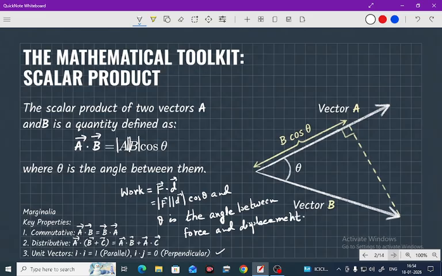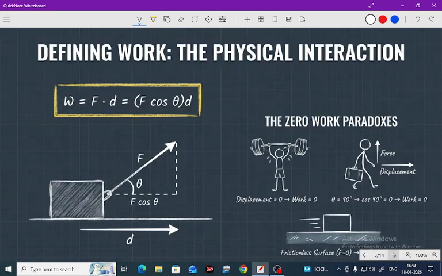Now we'll go to the next slide and you see here what is given. Defining work, the physical interaction. I told you work is equal to F dot D. F is a vector and displacement is also a vector, so it is F D cos theta. You see here, if this is D and this is F, this F can be resolved in this direction, that is F cos theta, and if we multiply F cos theta with D, that is the work done.